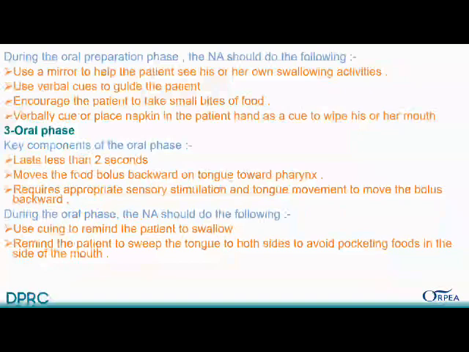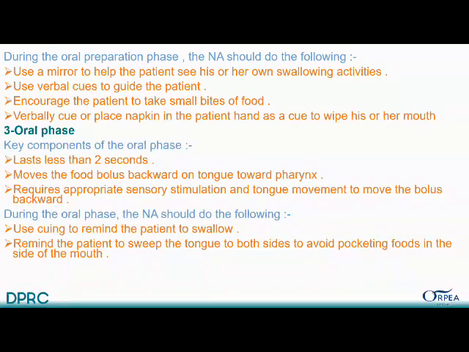During the oral preparation phase, the nurse should do the following: use verbal cues to guide the patient, encourage the patient to take small bites of food, verbally cue or place a napkin in the patient's hand as a cue to wipe his or her mouth.